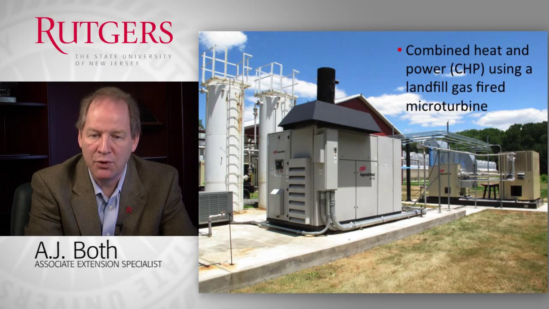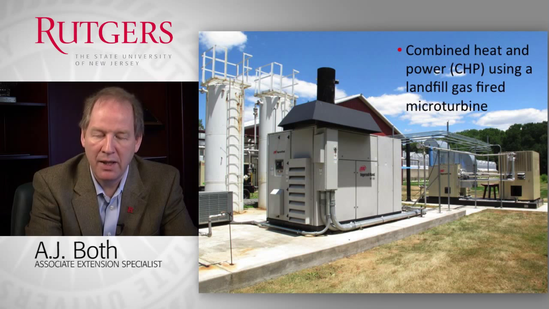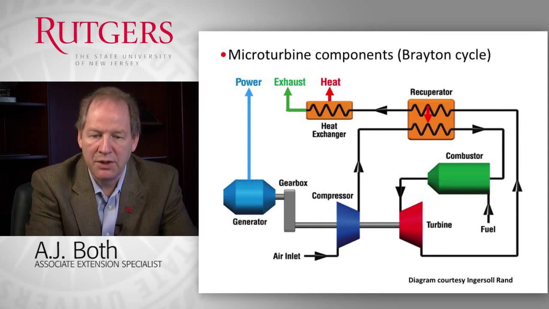This particular example shows you a microturbine that combusts landfill gas, which otherwise is a waste product, and generates electricity to run the supplemental lighting system on site. Any excess electricity is being sold back to the local power company, and then the waste heat is used to help heat the greenhouse in the wintertime. Here you see a schematic of how that system works.